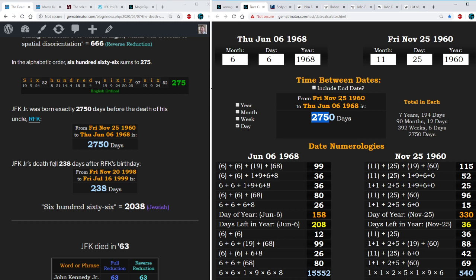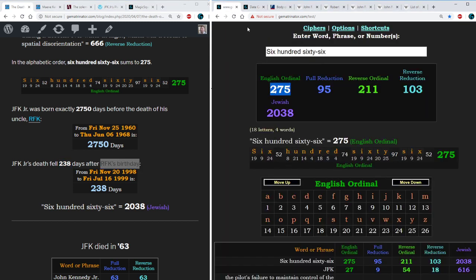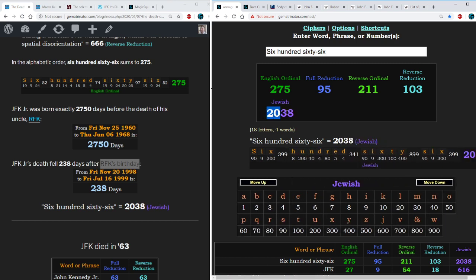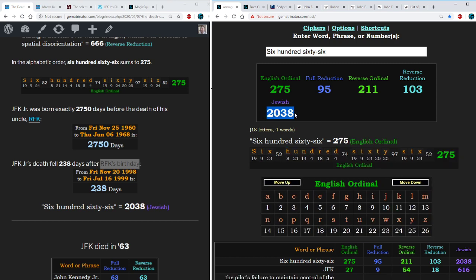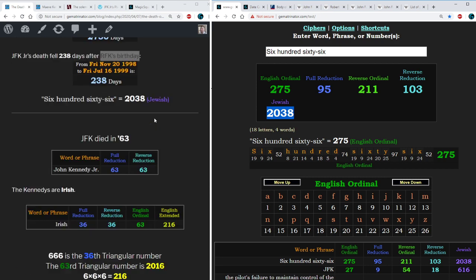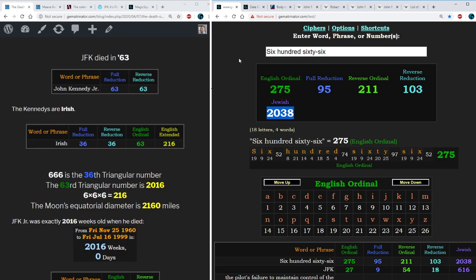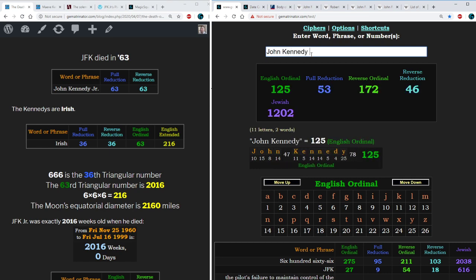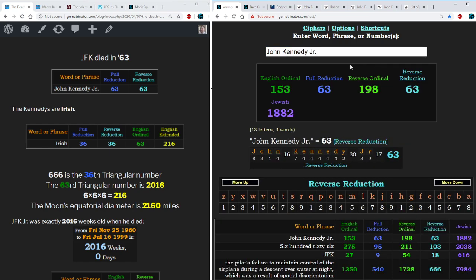Also, JFK Jr.'s death falling 238 days after RFK's birthday. And look at 666 in Jewish gematria. You got that 238. Remember Kobe Bryant scoring 81 points in his 666th game? His birthday is 23/8. Of course, that's several videos on its own. Anyway. So we talked about how Kennedy curse equals 63, just like the year JFK died.